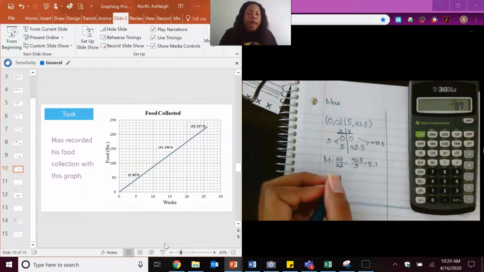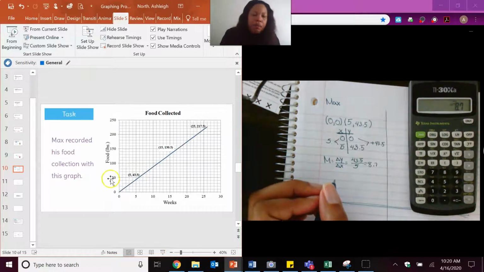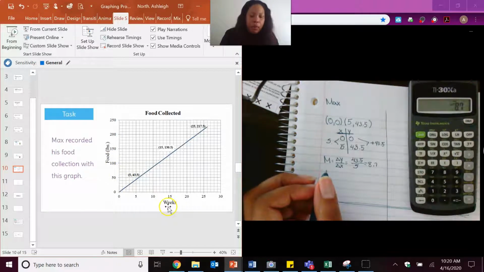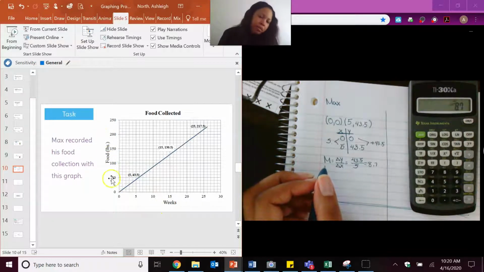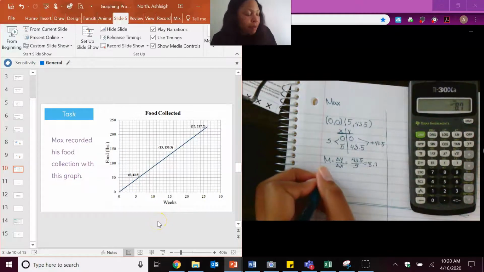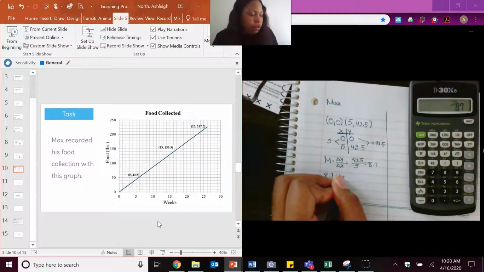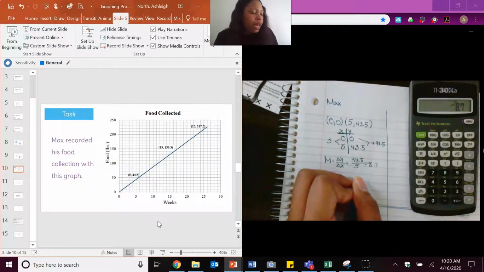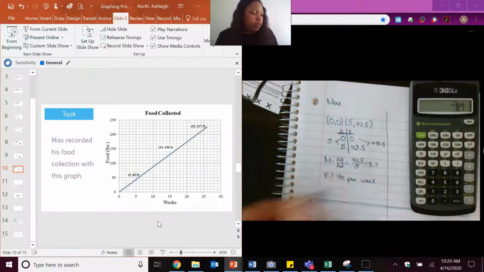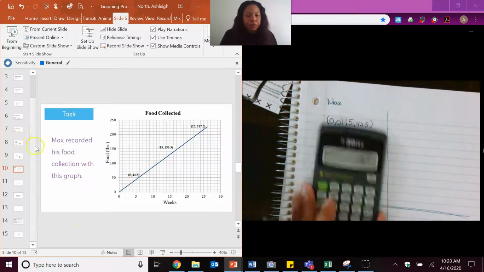And I want to put that back into the terms that we were. We're measuring pounds per week. So remember, this is always your first statement. Your Y is always your first statement per your X. So that means that Max collected 8.7 pounds per 1 week. Okay? So now we're going to go to our next one.